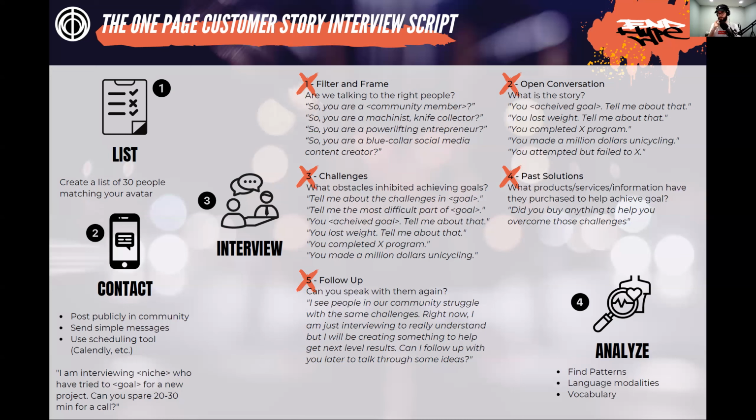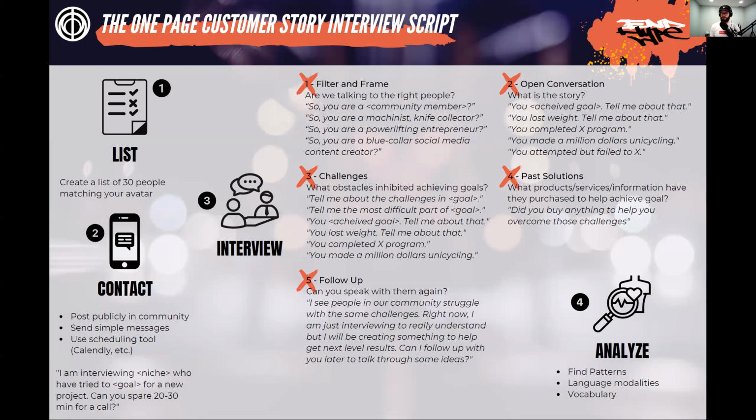And then this is where we're moving to step 3, where we're trying to figure out what obstacles inhibited them from achieving their goals. They may have even said it already in the story, but let's get more clarity on this. Tell me about the most difficult part of the goal. Hey, so eventually, yeah, you achieved that goal. Tell me about that. Okay, you lost weight. Tell me about that. You completed X program. Tell me about that. You made $1 million unicycling. Tell me about that.